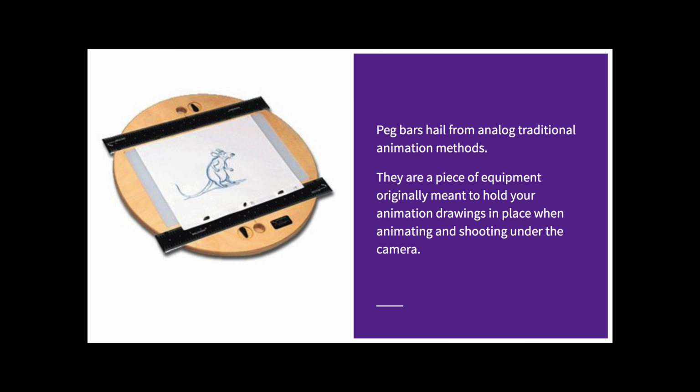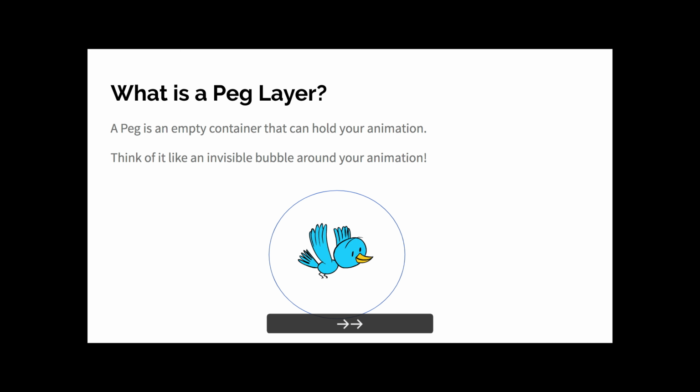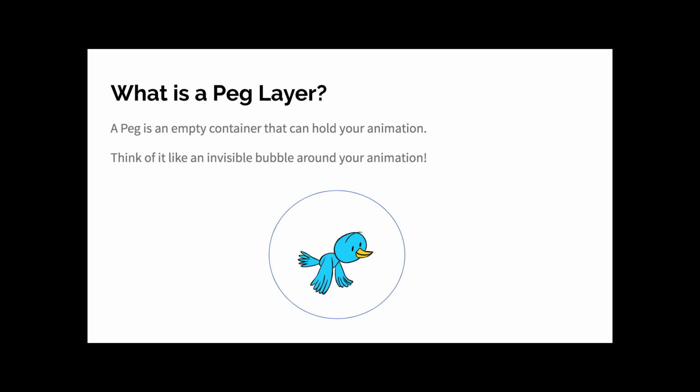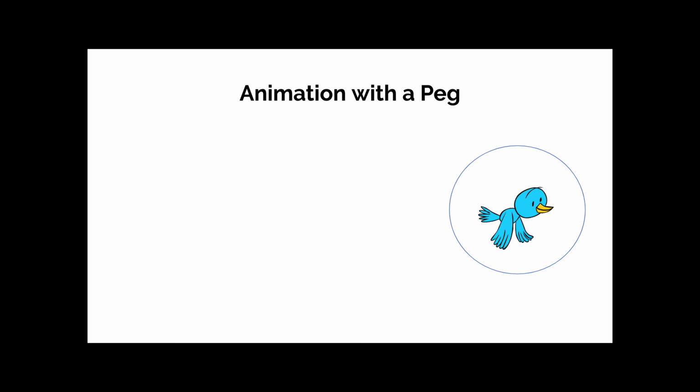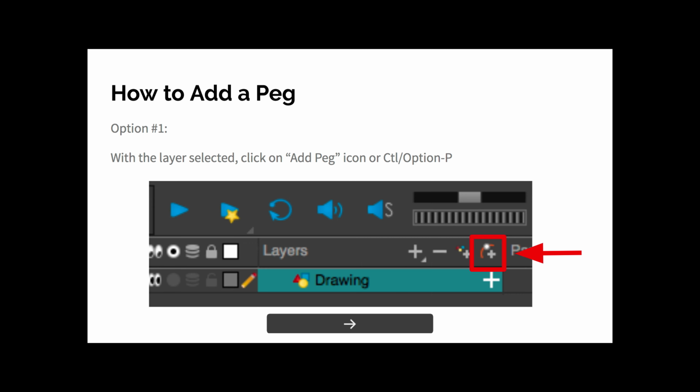They would also use the peg bar to move the animation underneath the camera. So if you think of, for example, a peg layer as sort of like a bubble or a holder. Imagine that the animation on my paper is a bird flying, and I put it on a peg. If you imagine that peg like a bubble around the bird, I could then move that peg, and that would in turn move my animation along with the peg. So pegs are kind of like invisible layers that you can apply any transformable property to.